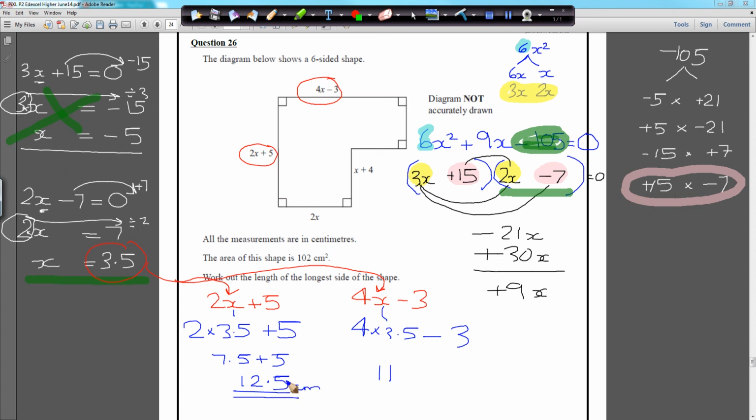Work out the length of the longest side. So this is the length of the longest side. So the answer is 12.5 centimeters.